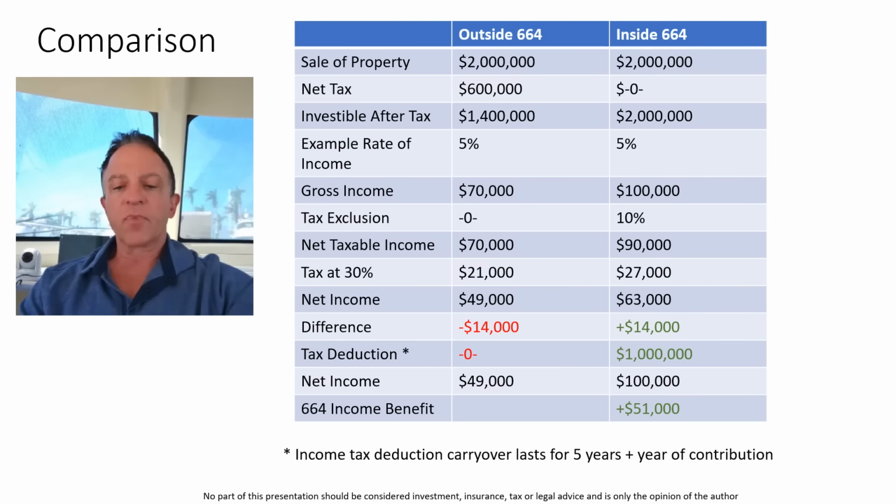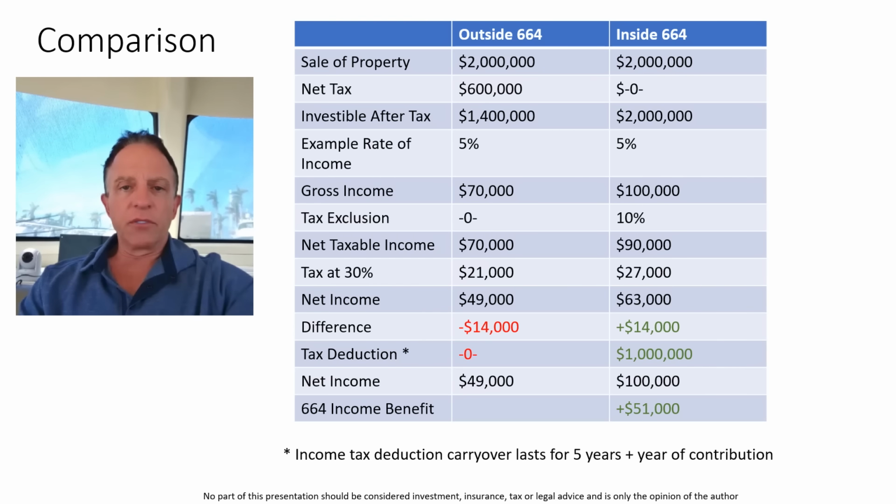Here's why. You're going to get a tax deduction, and I'm going to cover that with you in a minute, for the contribution. Meaning, what was your contribution? We had a $2 million property. You added it to the 664. That makes you eligible for a deduction based upon your age and the current interest rates. There's a formula. So we're going to assume a 50% deduction of the contribution. You got $2 million, you put it in, you got a $1 million deduction.